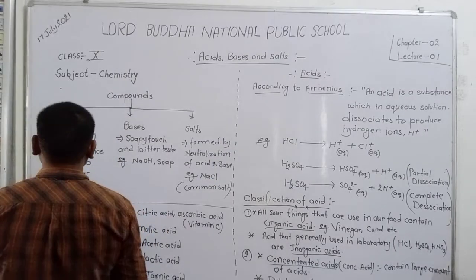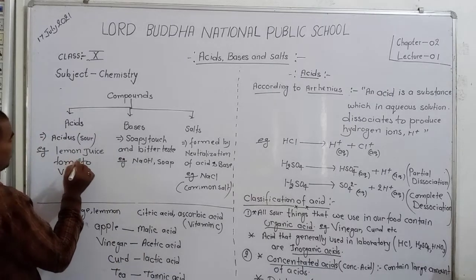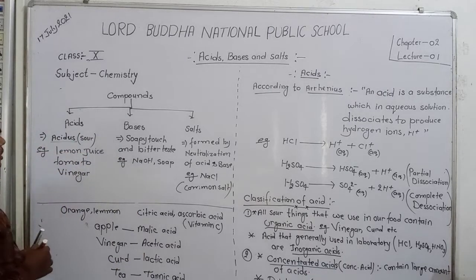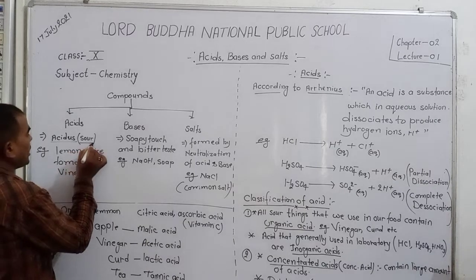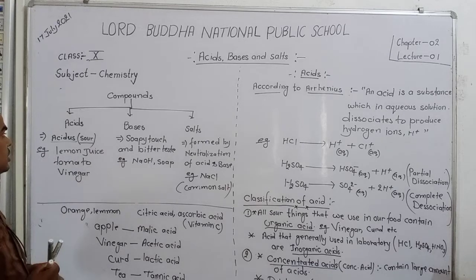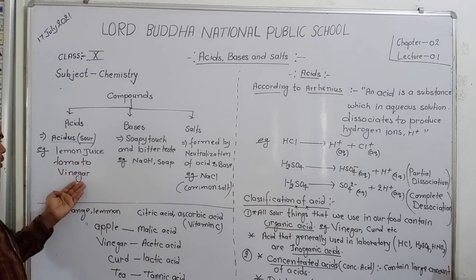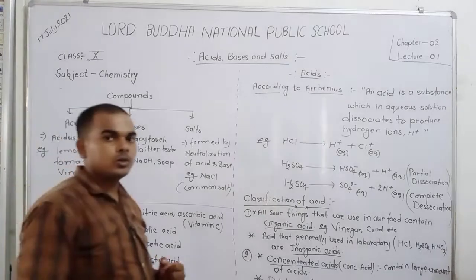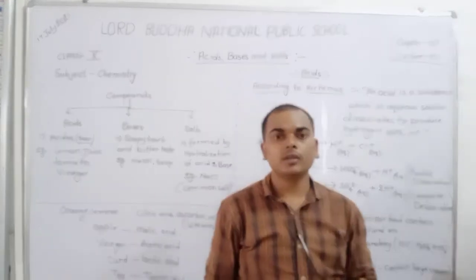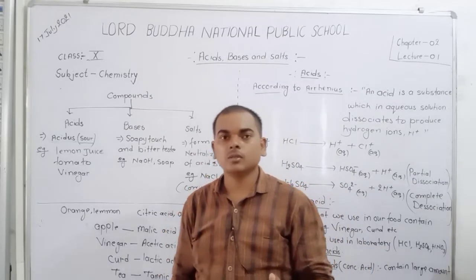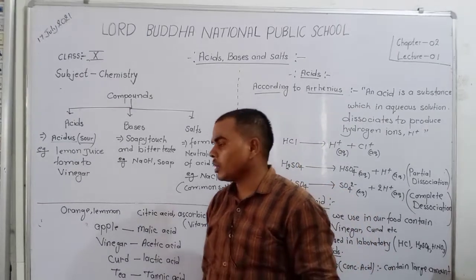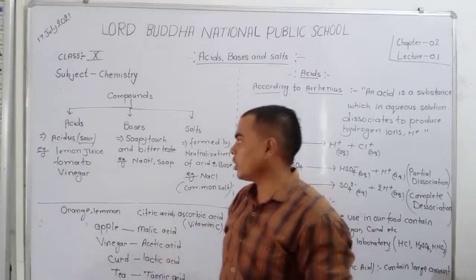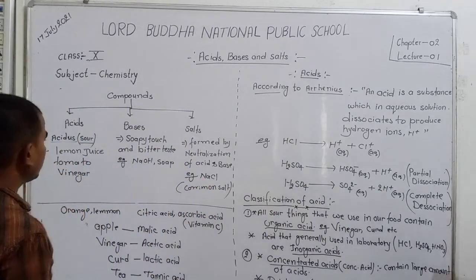What does acid mean? Acid comes from acidus. An acidus substance means a substance which has a sour taste is known as acid. You know that lemon juice, tomato and vinegar have a sour taste. So lemon juice and vinegar are known as acidic materials. Acidic fruit, acidic vegetable, and acidic liquid.